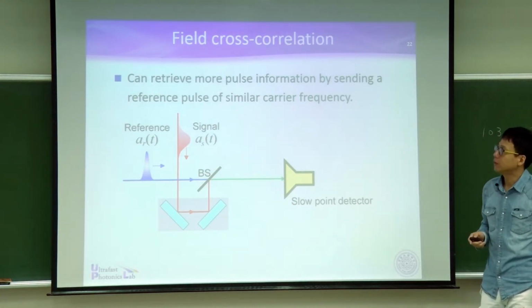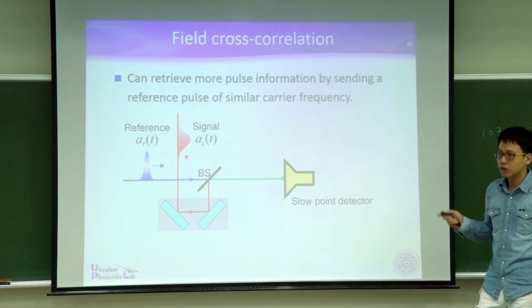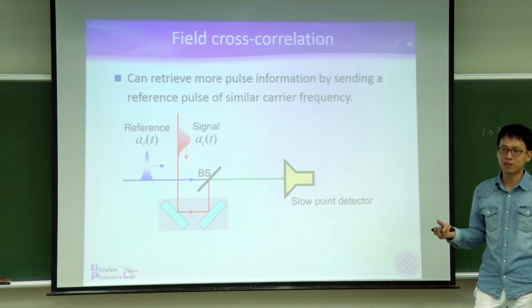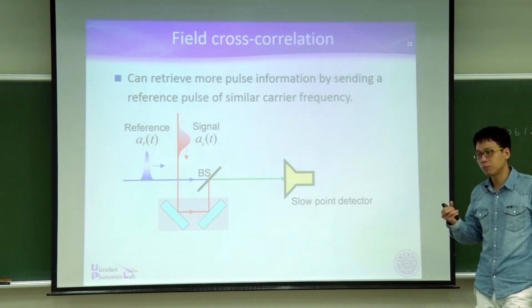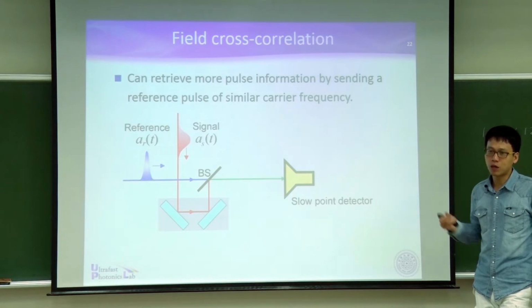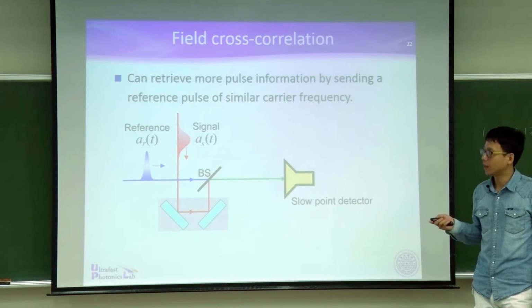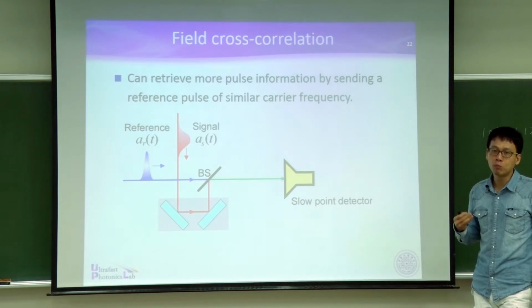Okay, then field cross correlation. Previously, we assumed we have only one input signal, the signal pulse, to be measured. And we can only get power spectrum, which is quite limited. We have no spectral phase information. We cannot tell the pulse asymmetry. A lot of problems. How about if we have a second pulse, okay? The signal pulse and the reference pulse. Maybe we can get more information by the correlation measurement.